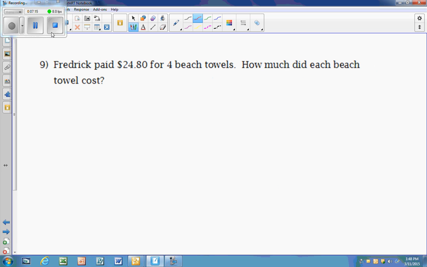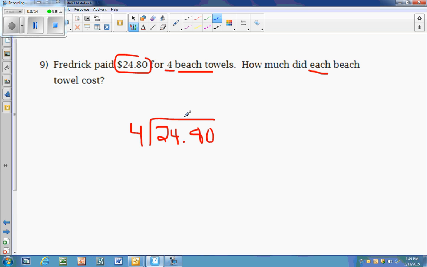Next, we're talking about Frederick, and he pays $24.80 for 4 beach towels. How much did each one cost? Very simply, we're dividing 4 into $24.80. Since there's no decimal on the outside, the decimal stays right where it is. So I move the decimal up right here.